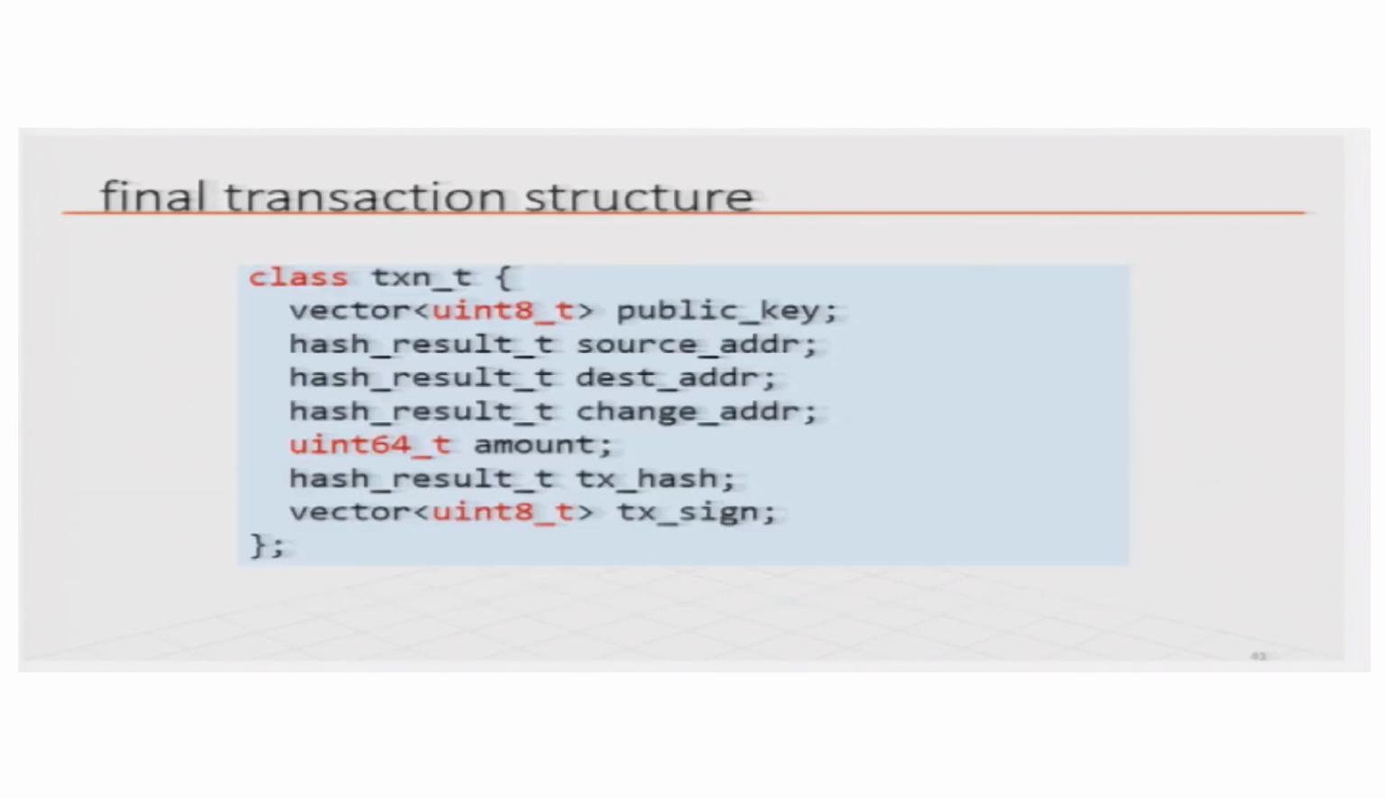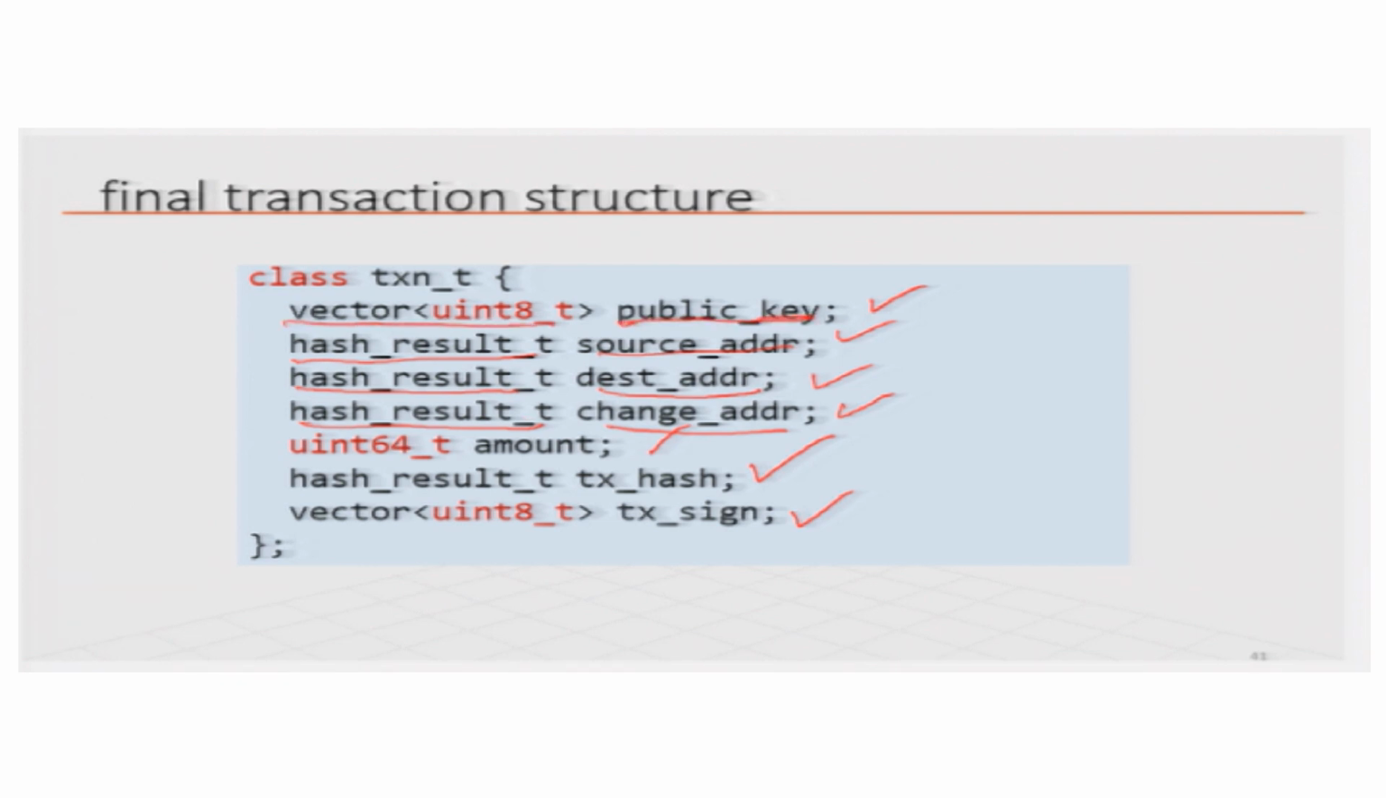So, the final transaction structure will then be a public key, source address, destination address, change address, amount, transaction hash and transaction signature. Remember that the source address is the result of a hash. Similarly, the destination is also the result of a hash and the change address is the result of a hash. All addresses are hash of the public key, but you also need to give the public key.